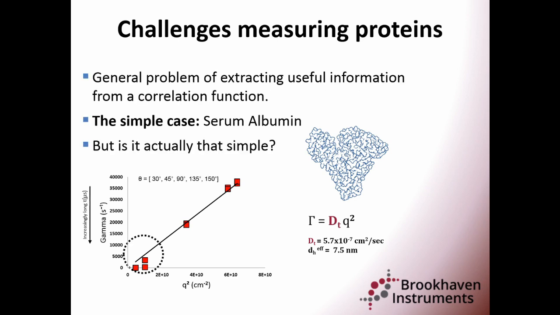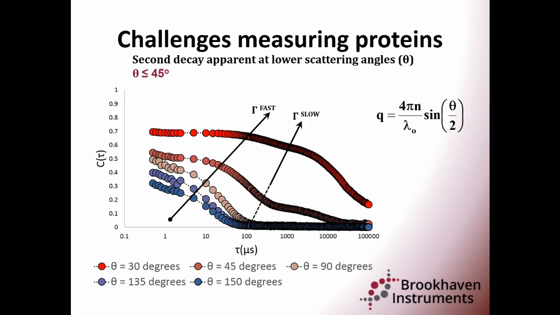Fortunately, it's not quite that simple. If we look at our lowest angles, our forward scatter angles, our low Q angles, now highlighted, we see that we actually deviate from this linear relationship. Our average decay rate looks a little bit too slow. Why is that? Well, back to this.